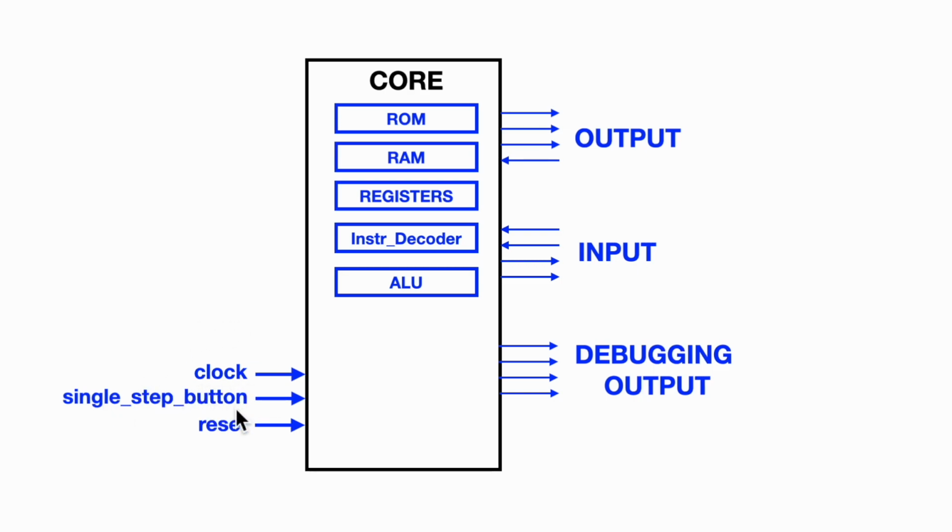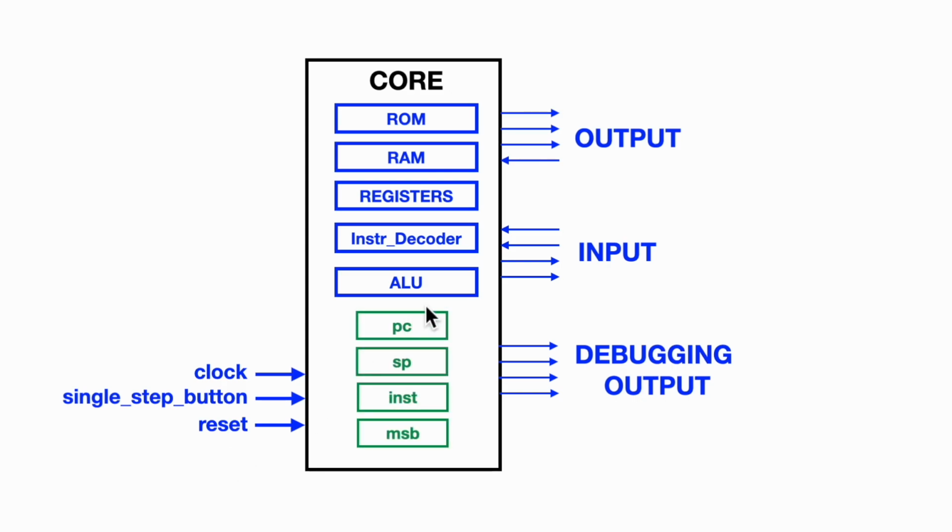We'll also be able to single step the core, so we have the value of the single step button, and that will tell us when the button is pressed. So when we're running in single step mode, we will be able to push a button and execute a single clock cycle and see what the debugging output is and sort of see how the thing runs. We also have a reset input, so we can reset everything and start over again.